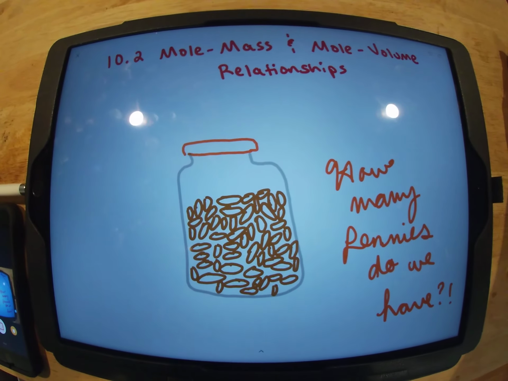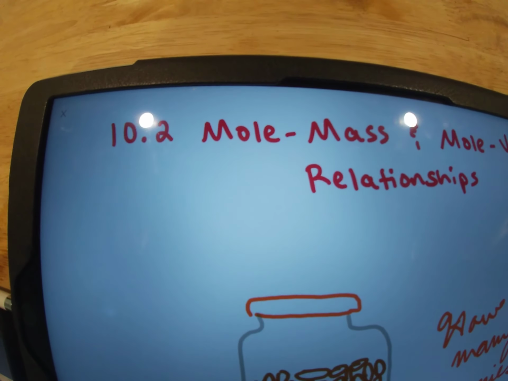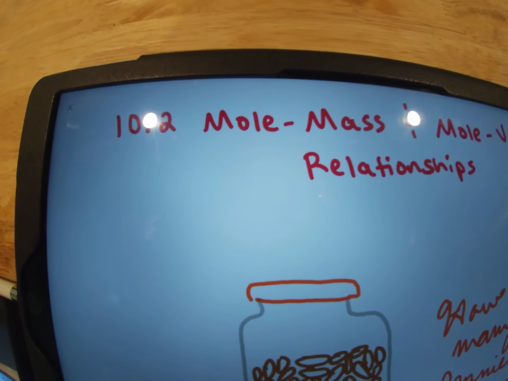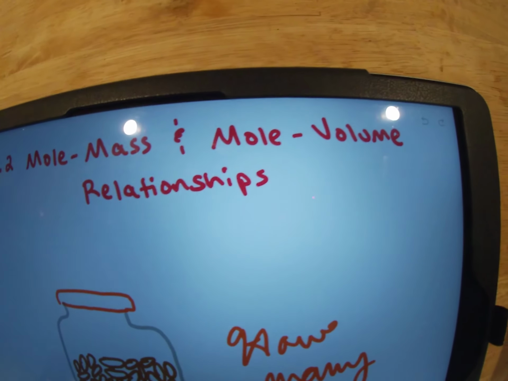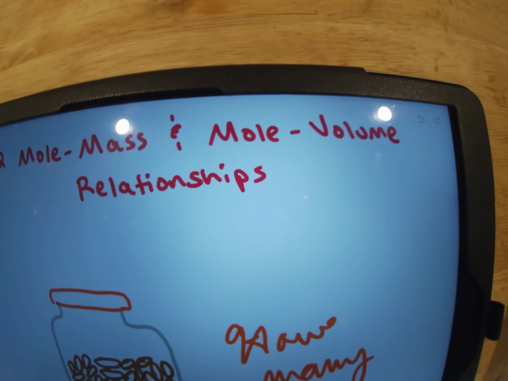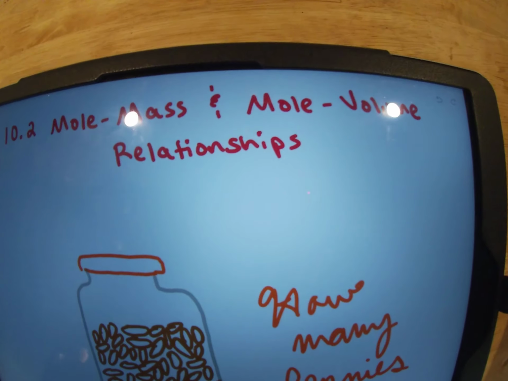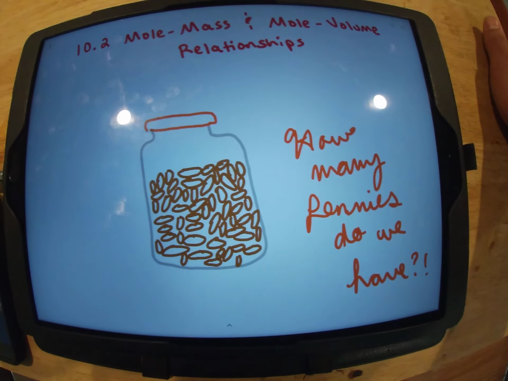Remember, we can use the moles given of a compound or even an atom to determine the mass in grams and vice versa. Now we're going to use the moles of a compound or an atom to determine its volume, or use the volume to determine the moles. All right, so let's get forward.